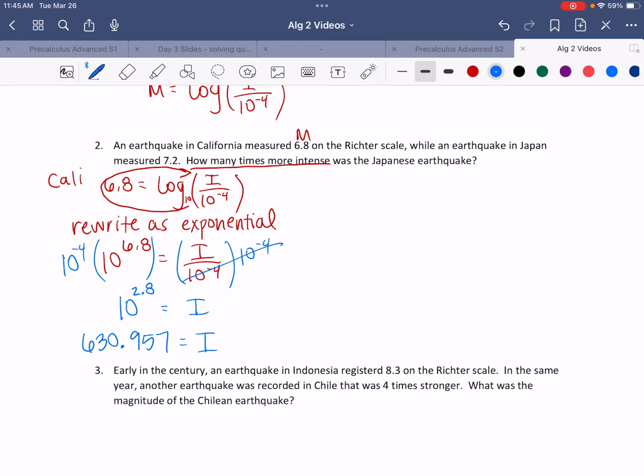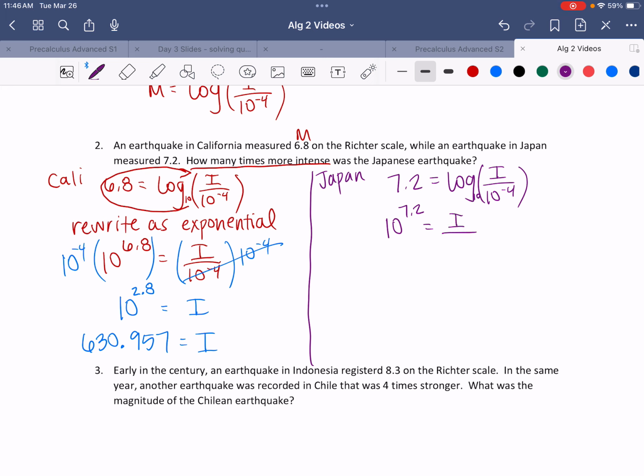Okay, so that was half the problem. That was the intensity in California, and then we also have to go ahead and do the intensity in Japan. So it measured a 7.2. It doesn't seem that much bigger on the Richter scale. So here's my equation. Same steps. I need to rewrite it as exponential. So 10 to the 7.2 equals, and I'm doing 10 again because the understood base is 10.